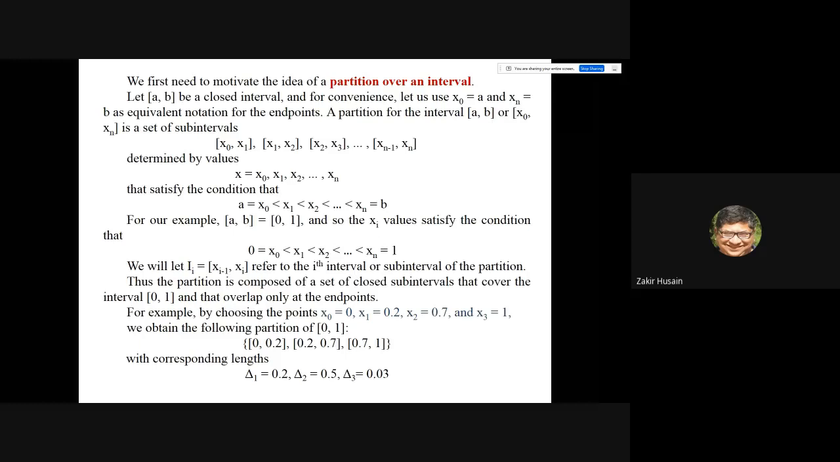Okay. So the first idea, what you have to understand, is the idea of a partition over an interval. So you're given an interval. Let us say the interval is AB, and it is a closed interval. See the square brackets? It's a closed interval. So you're given two values of x. Let us say x0 and xn.